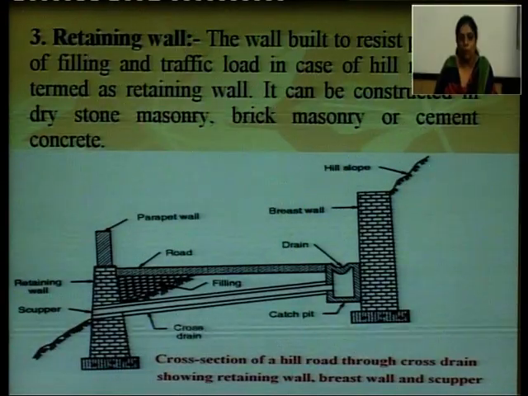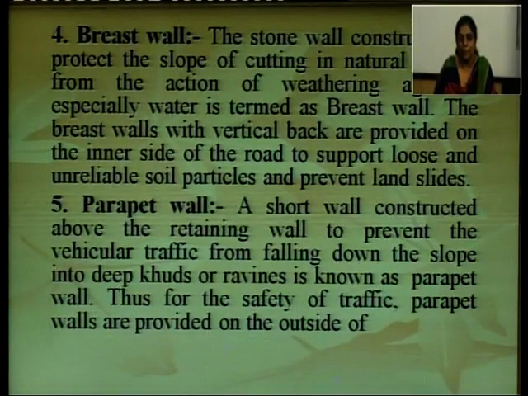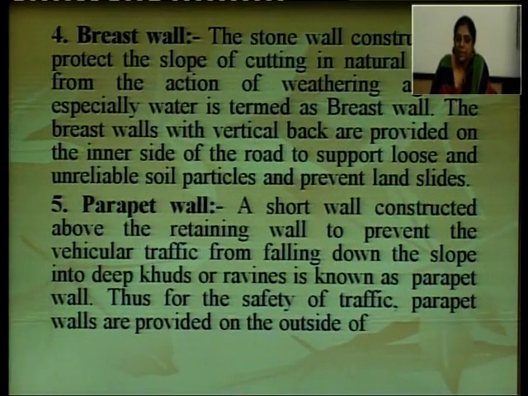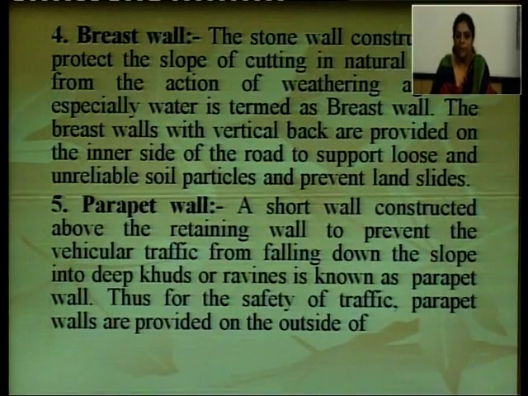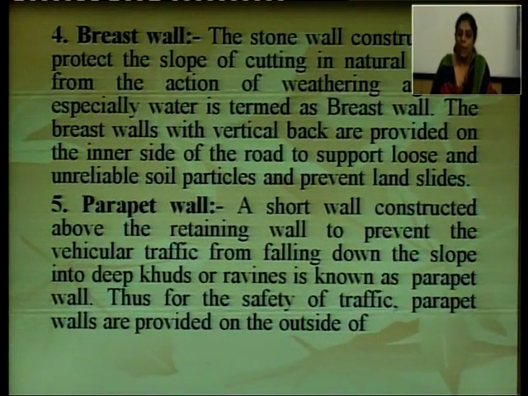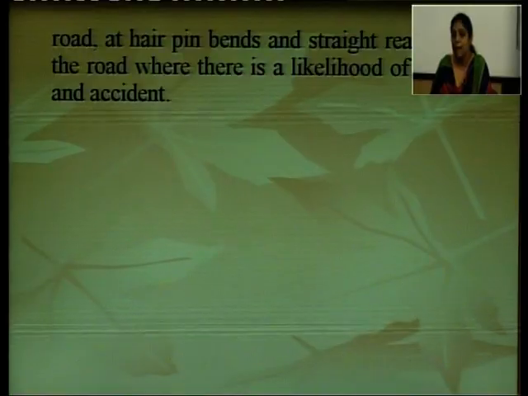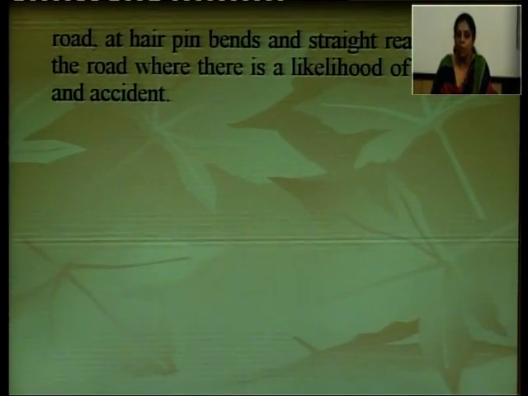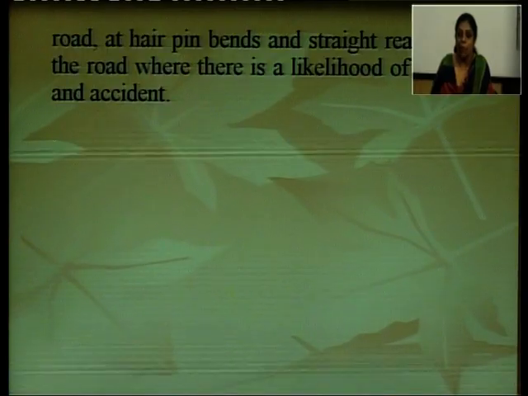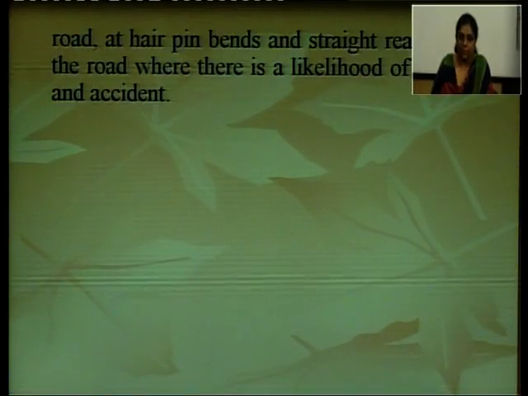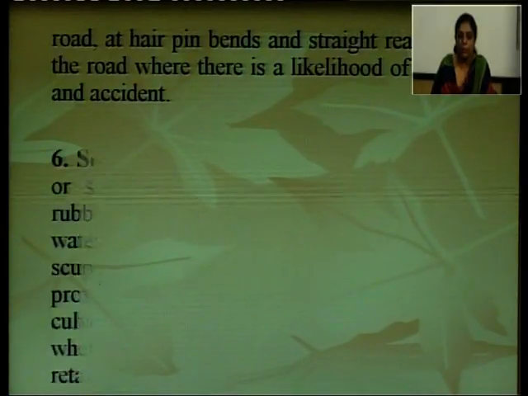So, now we talk about parapet wall. A short wall constructed above the retaining wall to prevent the vehicular traffic from falling down the slope into deep khuds or ravines is known as parapet wall. Thus, for the safety of traffic, parapet walls are provided on the outside of the road at hairpin bends and straight reaches of the road where there is a likelihood of danger and accident. So, these are three types of walls.